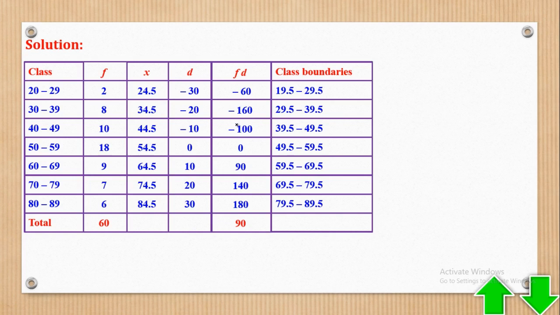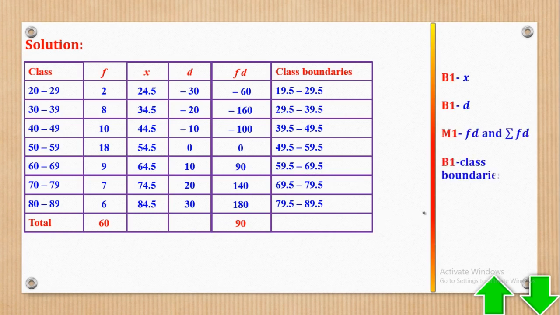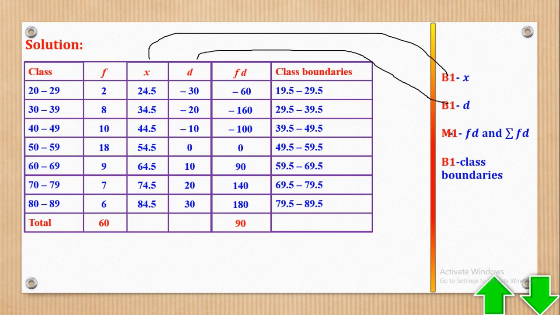So now you have finished the table, we can now answer the questions. Before we go to the next slide, let's first see how marks from this table can be got. B1 for the values of X, another B1 for generating values of D, M1 for generating values of FD and also the total, and B1 for generating values of the class boundaries.